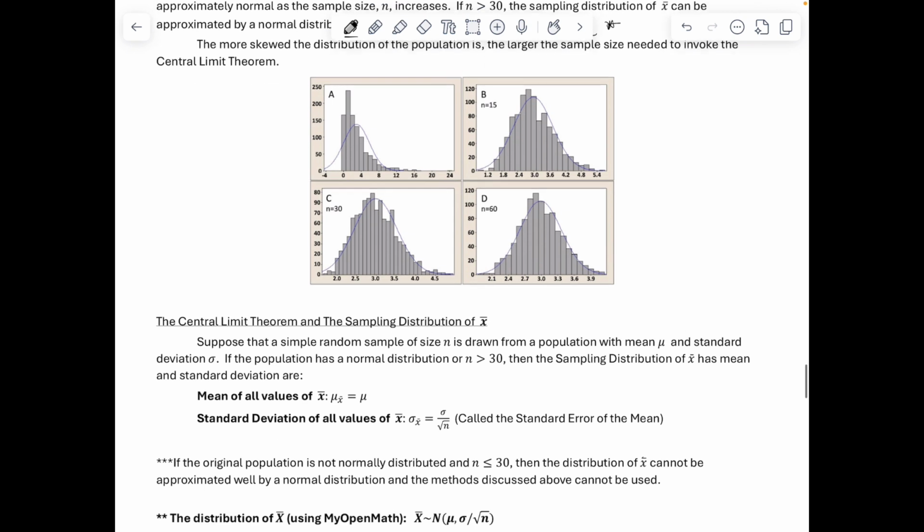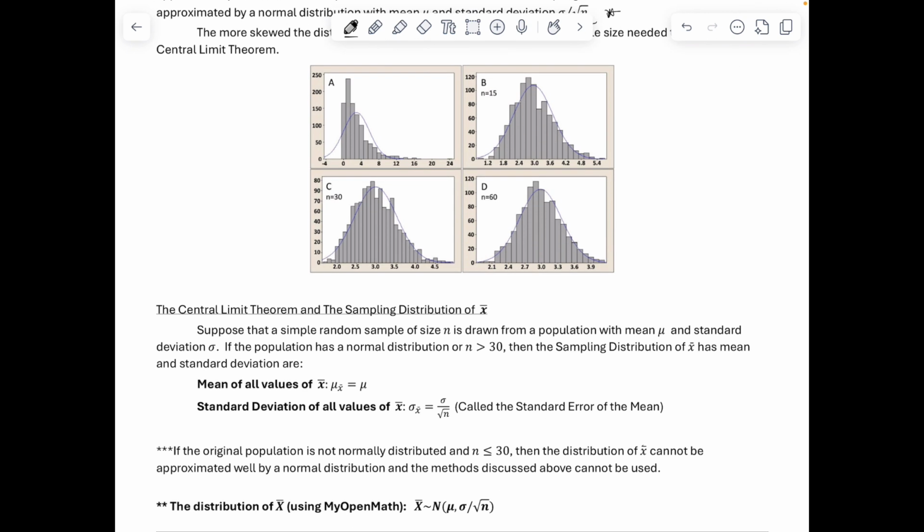So the central limit theorem and sampling distributions of x bar: the image right up above shows a distribution that is very skewed to the right, and you can see that traced line on there. That is a normal curve, and the histogram is very skewed to the right. But as our sample size increases, you'll see that the histogram is becoming more and more normal. So it's approximating the normal distribution.